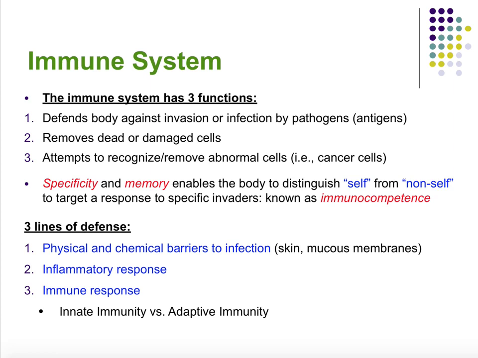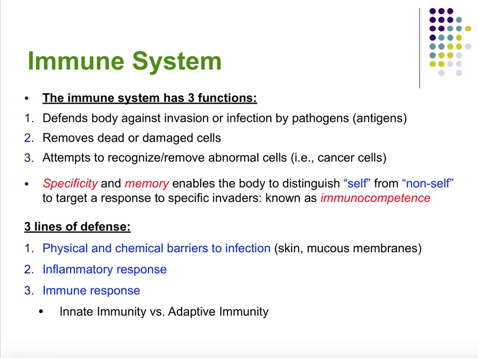Now, the immune system to work well has to have specificity and memory. So that will enable our immune system to distinguish self from non-self cells. So we are going to try to make sure that our immune system only targets cells that it should attack and keeps our normal cells alone. Okay, so if our immune system is very good at doing that, then we say we have immunocompetence. If it's not very good at doing that, then we are immunocompromised.